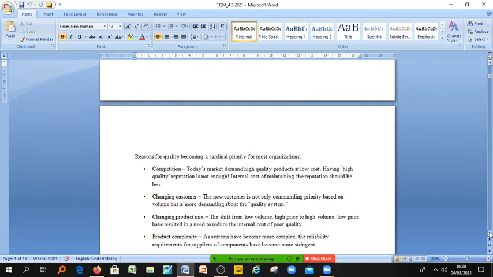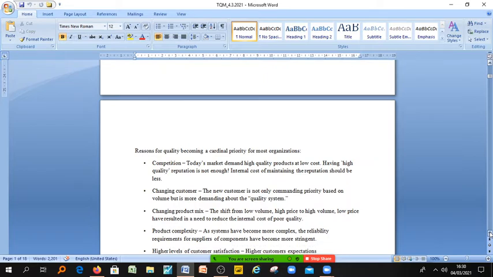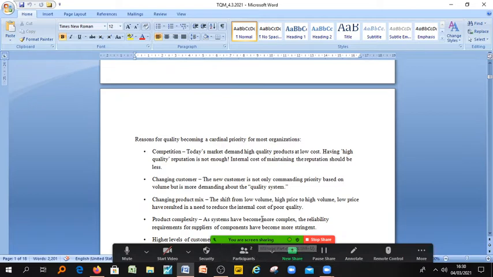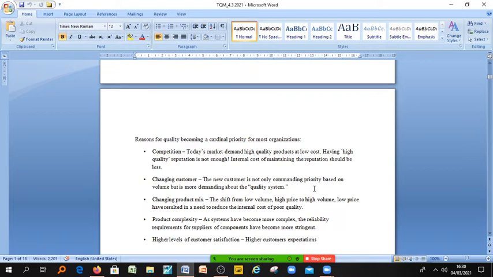So what are the reasons why quality has become a cardinal priority for most organizations? Cardinal means important, right? Let's look at the reasons why organizations are focusing on quality. Number one is competition. When there is competition, it pushes for quality, isn't it? If your competitors are selling a quality product, you also have to match. Or you will have to improve your quality to make sure that you have a core competence, you are better off, you outcompete your rivals or your competitors. So competition is one reason that organizations are focusing on total quality management.